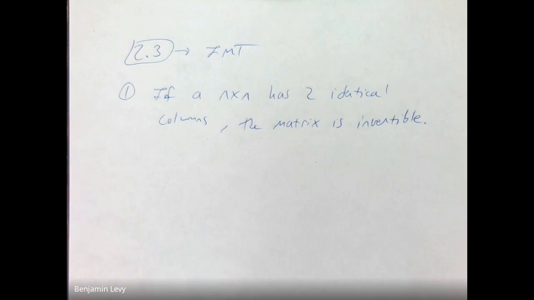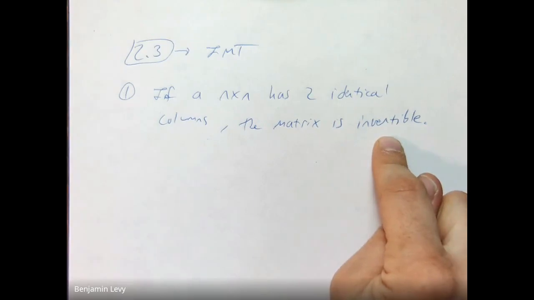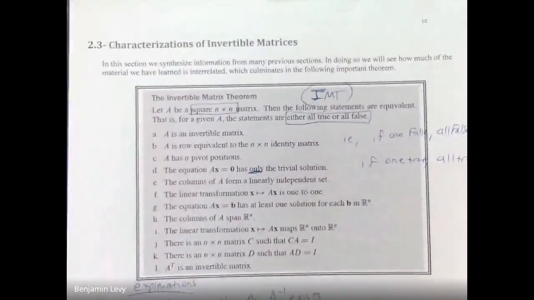So basically what's gonna happen in a lot of these things is you're gonna be told, if you have two identical columns, that says something about the invertible matrix theorem, and then we'll know whether or not it's invertible, right? And so here is the one from 2.3.